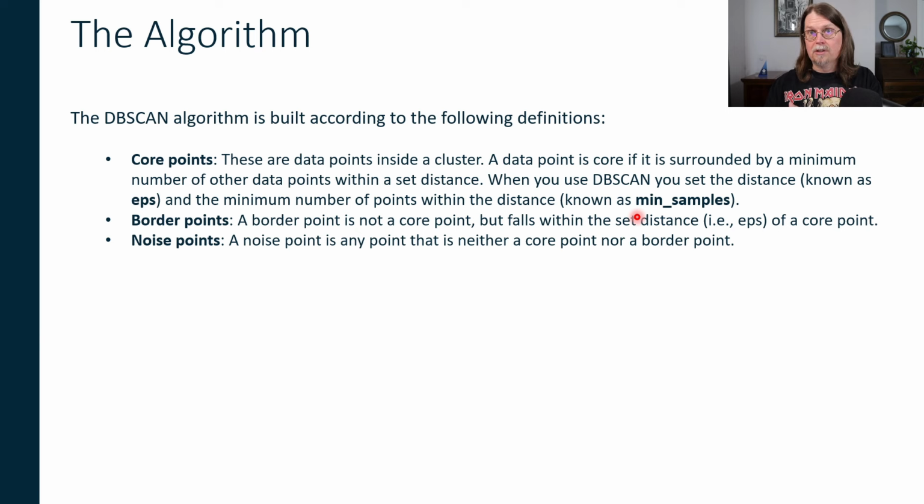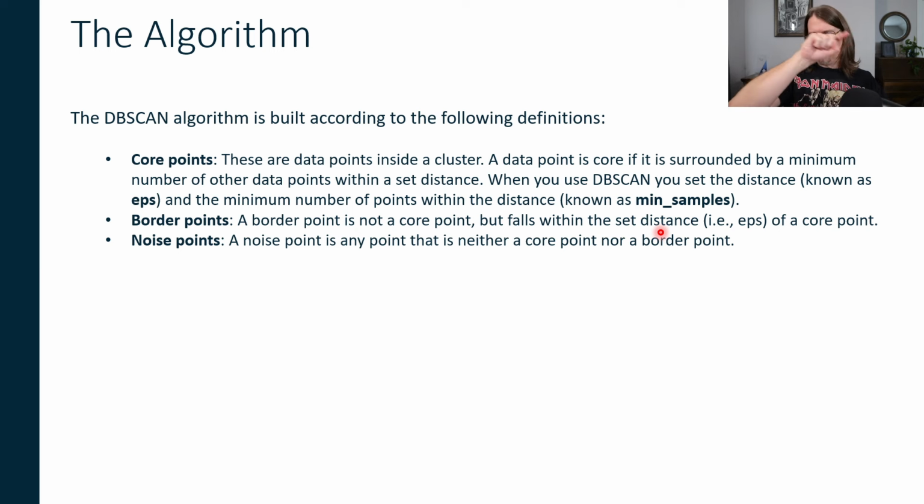So that's the first definition. Again, we'll see this in a slide where it's very intuitive. Next up, we have border points. A border point is not a core point, which makes sense because it's got a different name, but falls within a set distance of a core point. So if I've got a bunch of core points and then I draw a circle around a border point, as long as that EPS circle, where the border point is in the middle, touches or contains a core point, then that's a border point, which kind of makes sense, right?